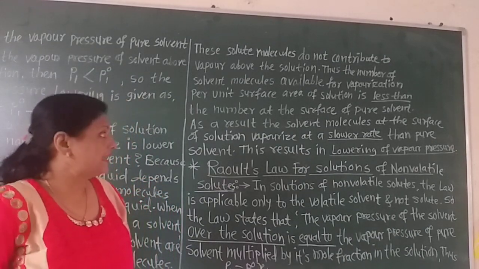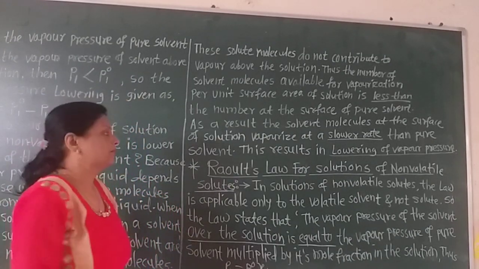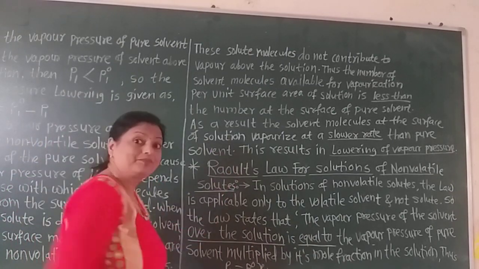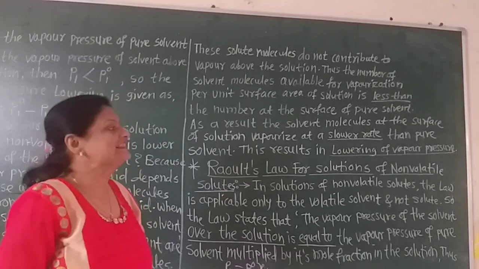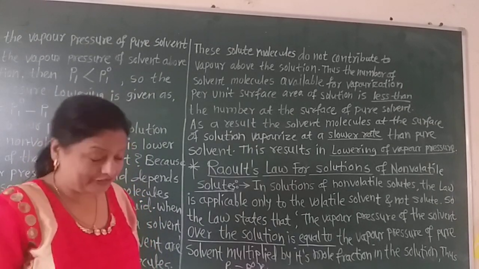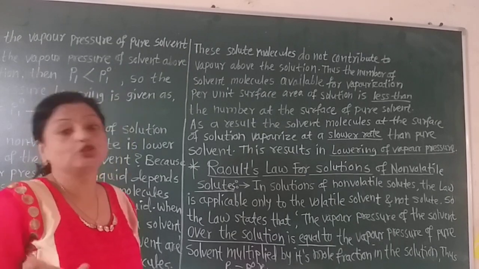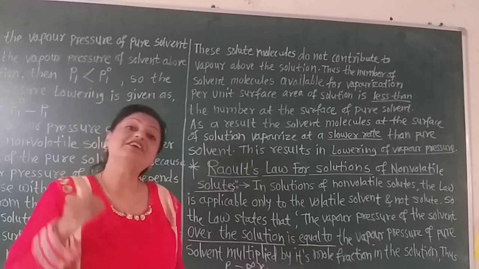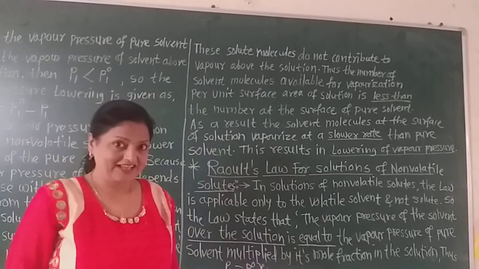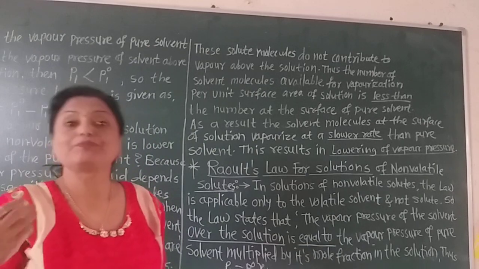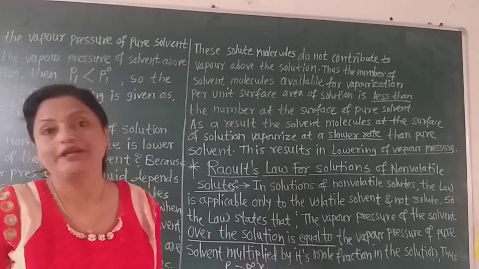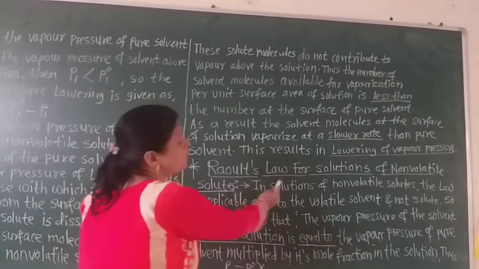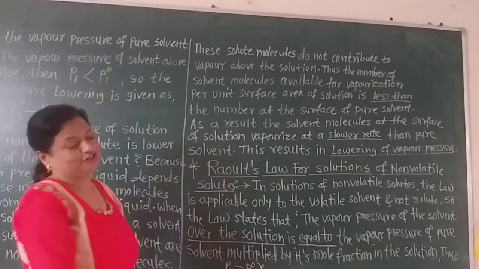And therefore, as a result, the solvent molecules at the surface of the solution vaporize at a slower rate than the pure solvent. So this results in the lowering of vapor pressure, and that is the reason why the vapor pressure of the solution is lower than that of the solvent. Always P01 is greater than P1, and therefore P01 minus P1 is the delta P, which is the lowering of vapor pressure.